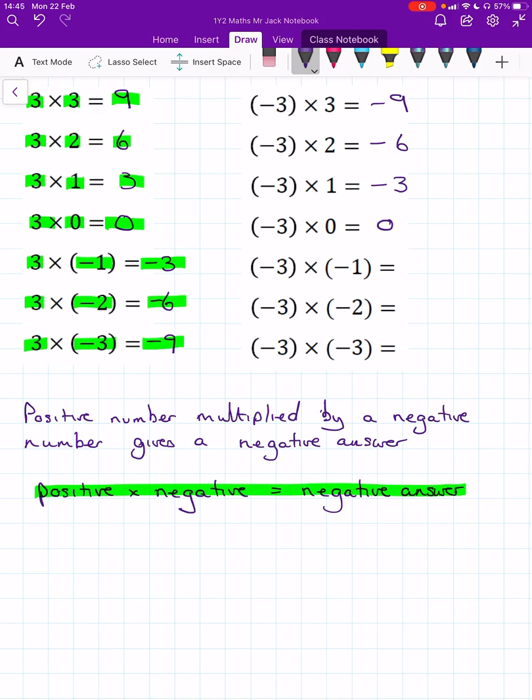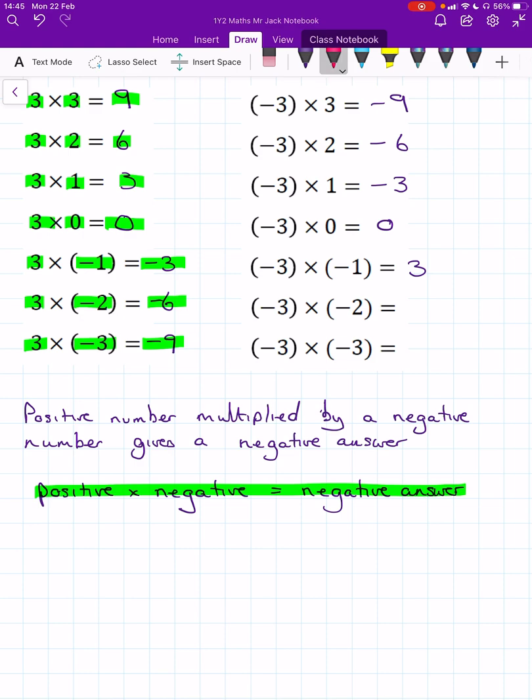Now, what's next? We've got negative number times negative number. Well, let's just have a look. We've got negative 3 times positive 1 gives us negative 3. We've now got negative 3 times negative 1. Couldn't be negative 3 because there's no way that there is going to be the same as that there, because they're different, aren't they? And the only way we could make those different is if we make our answer positive. Right? Now let's just see if that follows the pattern that we think that it should.